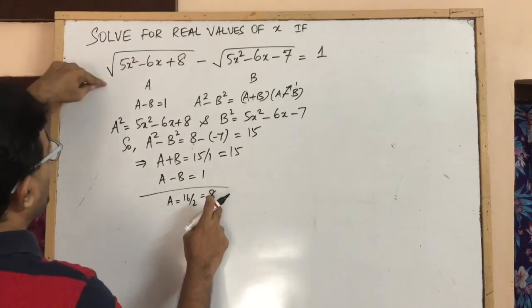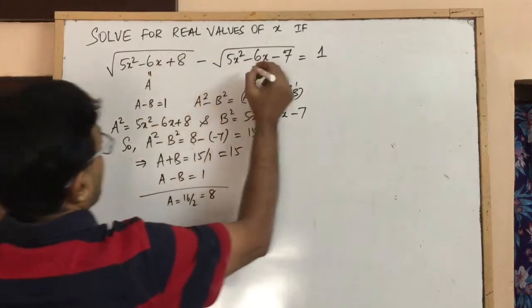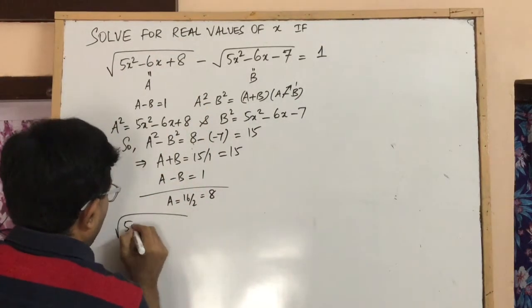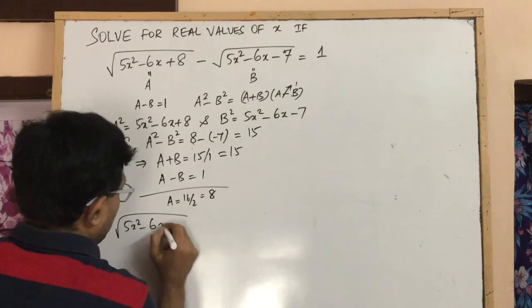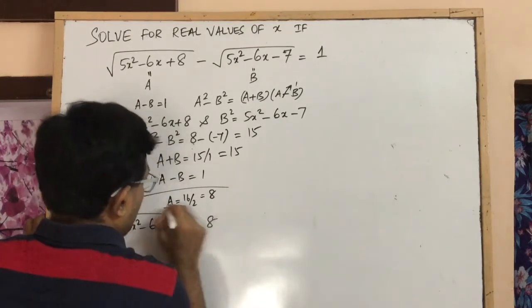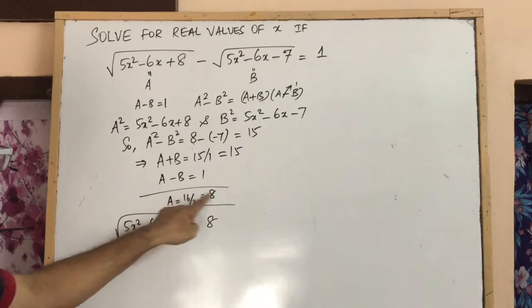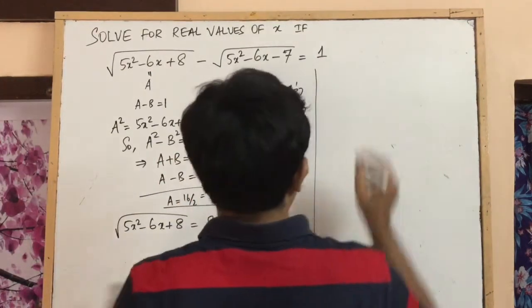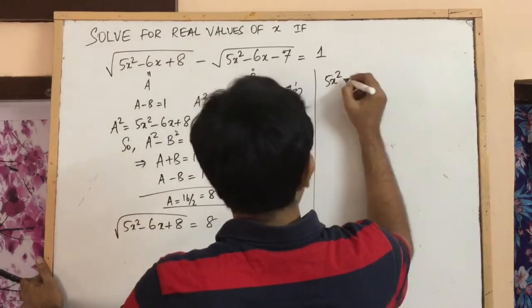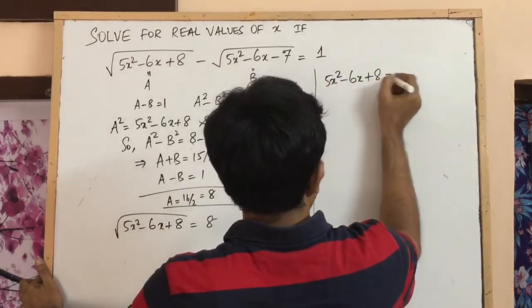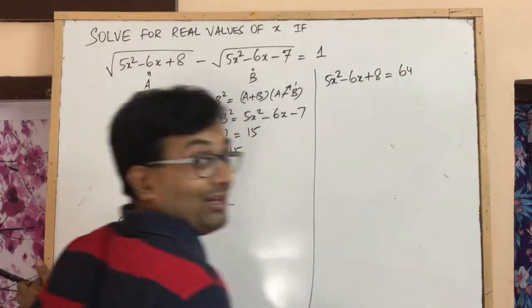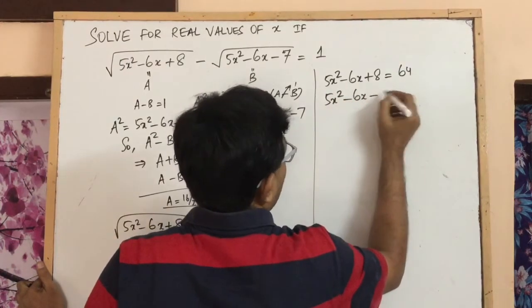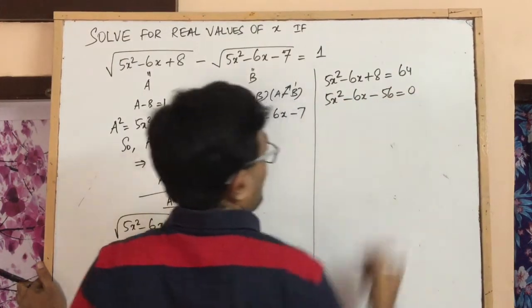Now what is a? That's the square root of 5x squared minus 6x plus 8. This is equal to 8. Right? This is a, and that's equal to 8. So let's square both sides here. We'll end up with 5x squared minus 6x plus 8 is equal to 8 squared, which is 64. Let's pull this back here: 5x squared minus 6x minus 56 is equal to 0.